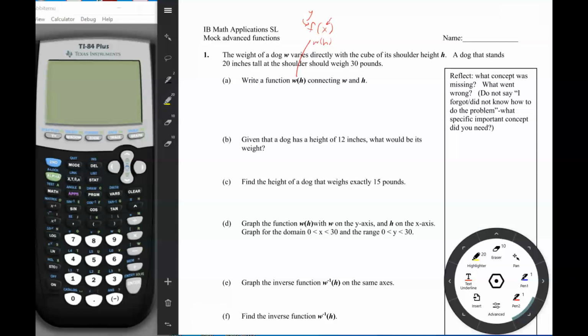Okay, so basically I'm going to have a function where w varies directly with the cube of h. Now I'm going to write that into an equation, so I'm going to write w equals k times h cubed. Now, what information have they given me? They said that a 20-inch tall dog weighs 30. So to find what k is, I'm going to put in 30 for w, and I'm going to put 20 in for h.